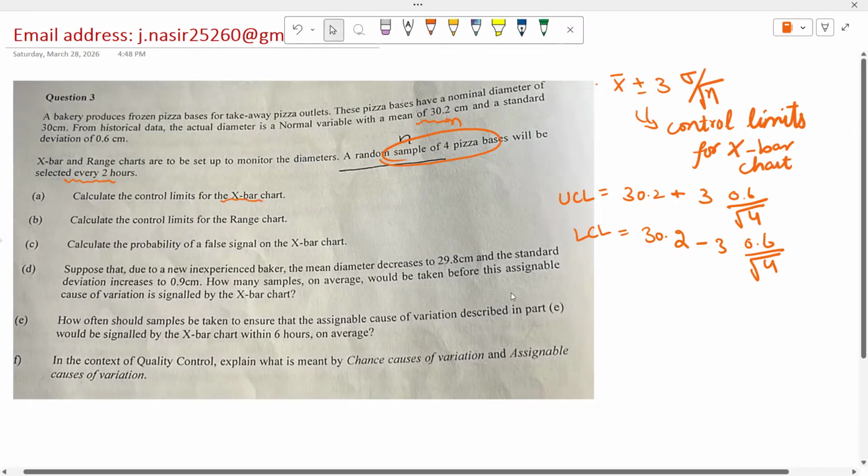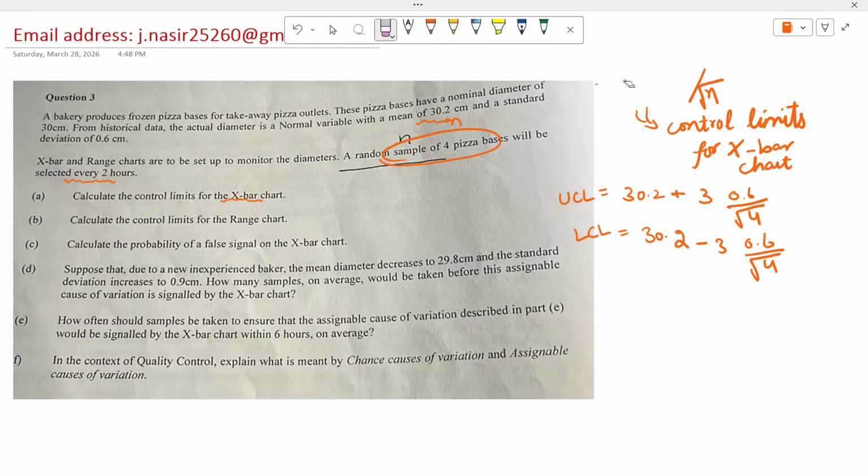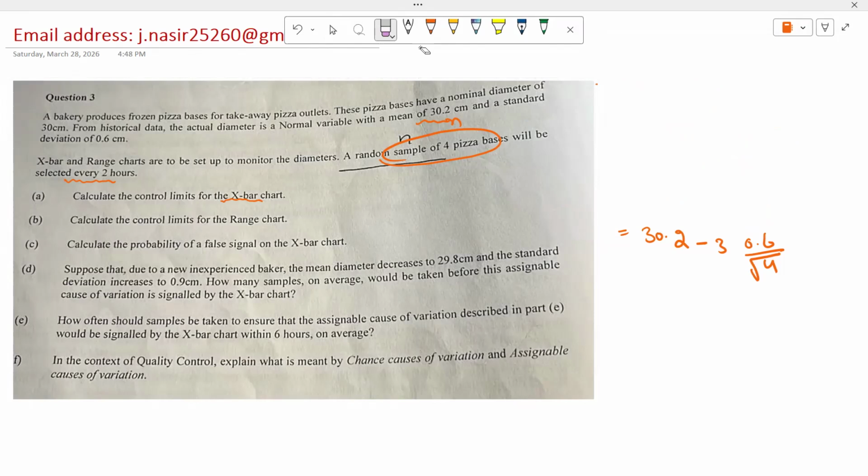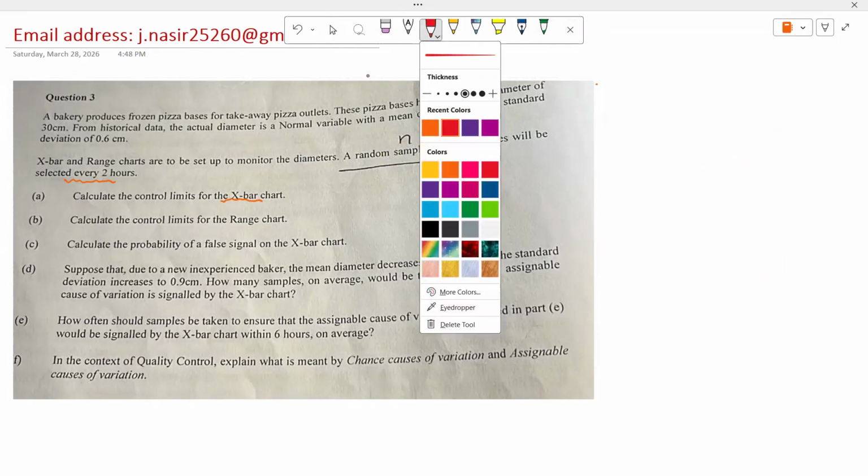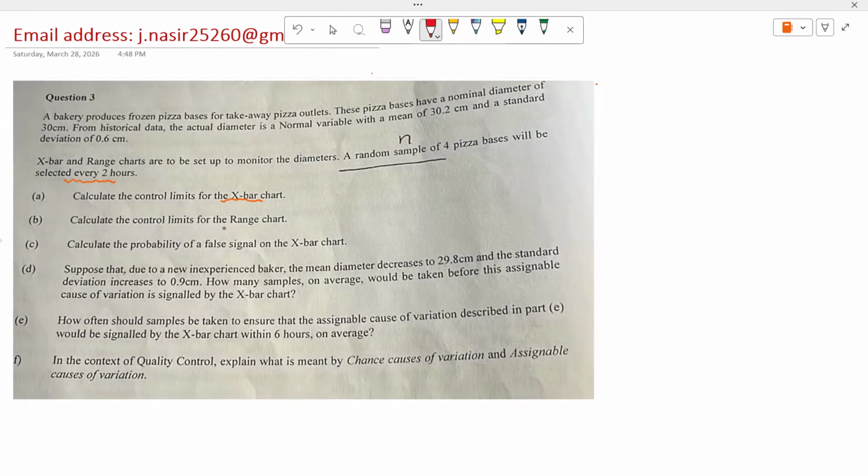Now let's move toward finding the control limits for the range chart. How would I do it for the range chart? I need the same limits for the range chart, the lower control limit and the upper control limit. What is the formula to find the limits for the range chart? We just did that in the previous question. I need my R bar. How would I get my R bar? Do we have any formula? Yes, exactly. Because R bar is not explicitly given in the question statement.